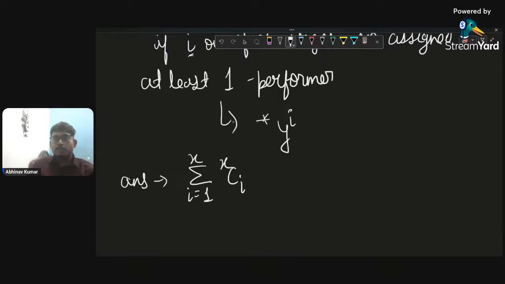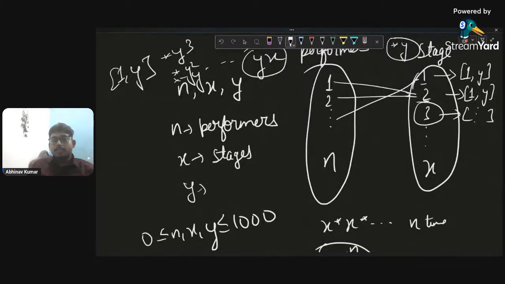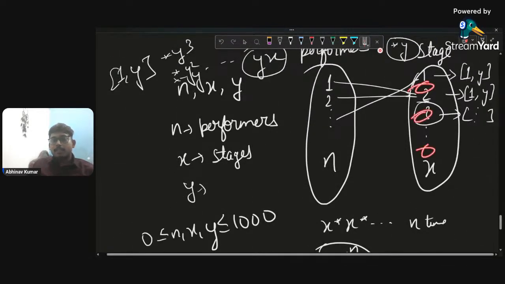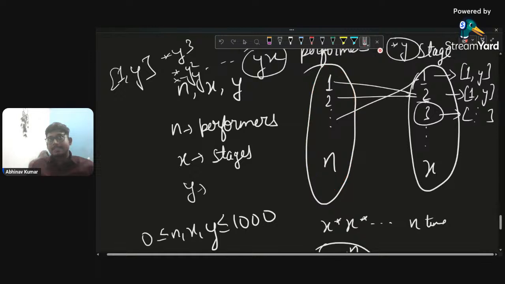Now I know the I stages are fixed. Let's say I is 3 and I have fixed 1, 2, 3. These are the three stages fixed by me. I have to assign at least one performer to every stage from 1 to 3. Every stage should get at least one performer, and then there can be more performers. So what is the number of ways to assign these n performers to three stages? That we would have to calculate somehow.